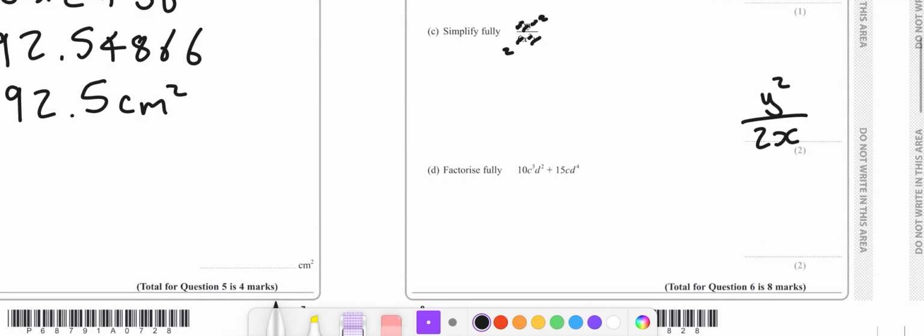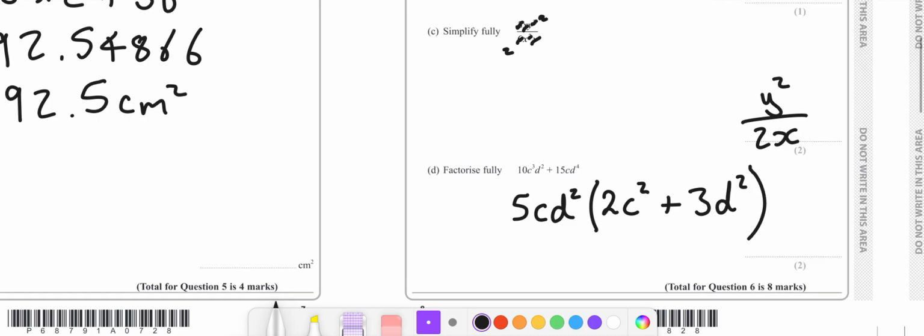Factorise, fully factorise, so I need to take as much as I can. So I can take a 5 outside, I can take a c outside, and a d squared outside, and I get left with a 2 and a c squared, no d's, plus a 3 and a d squared. And that's as much as I can do to factorise that.